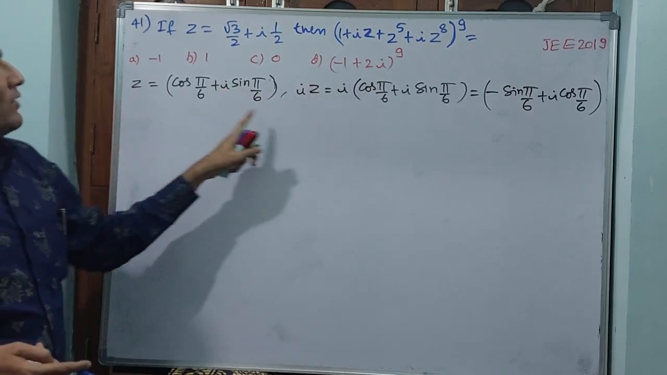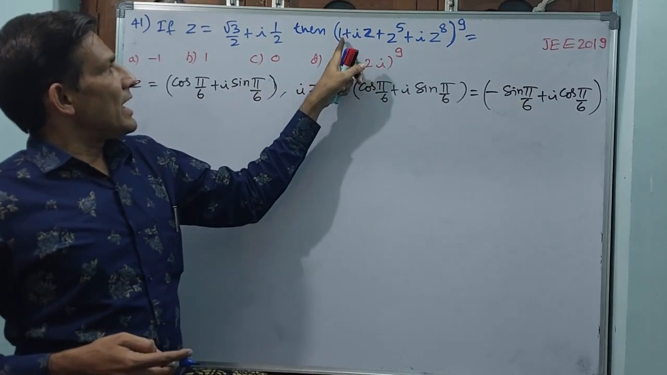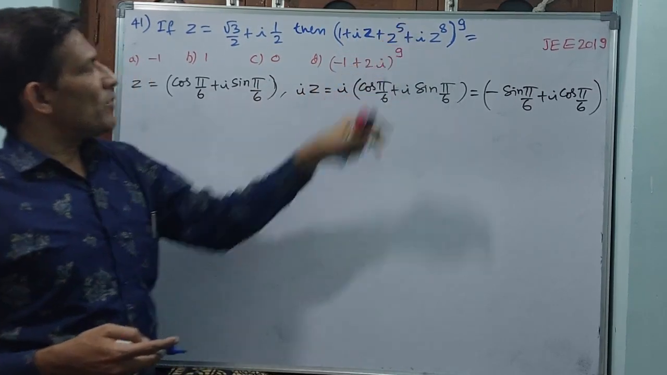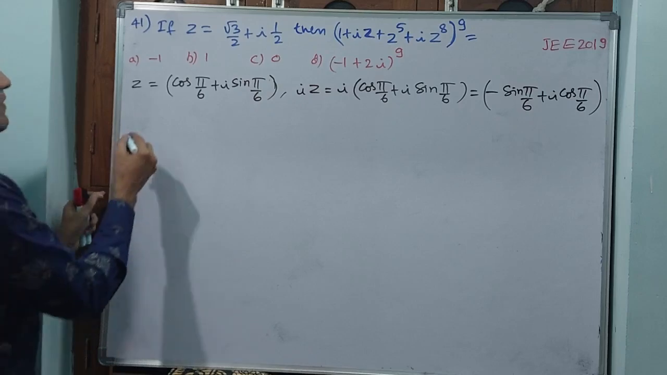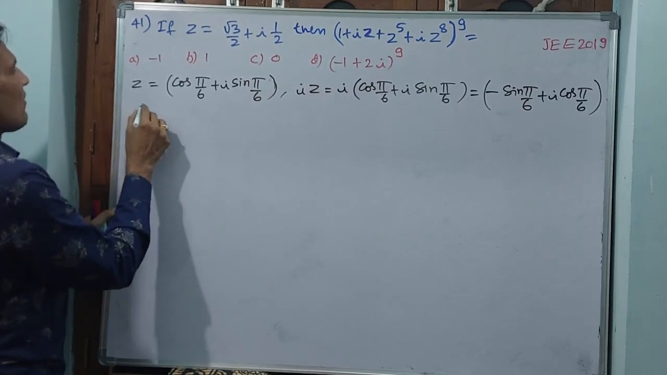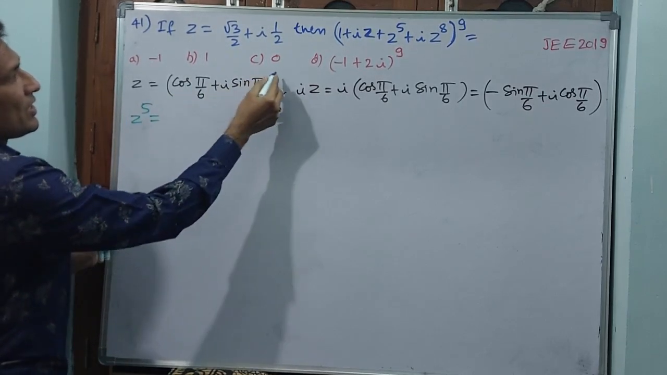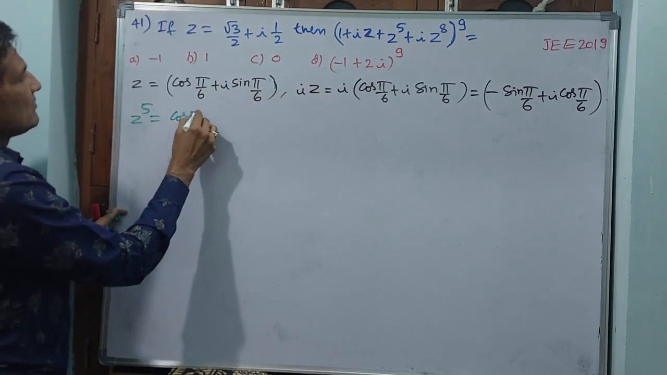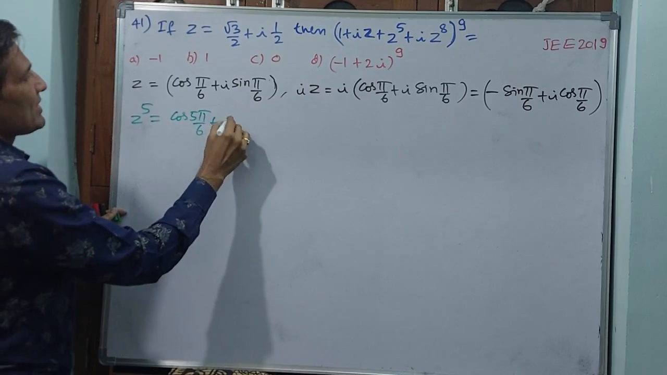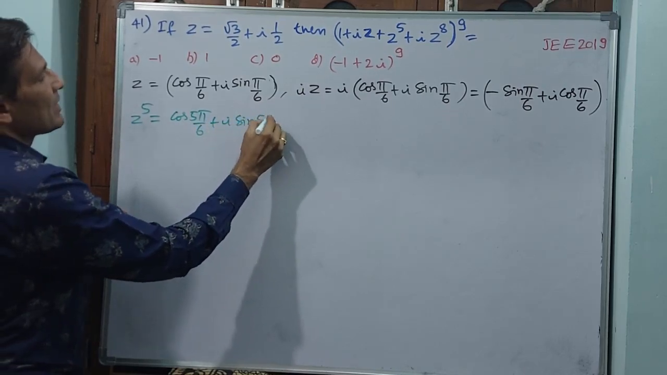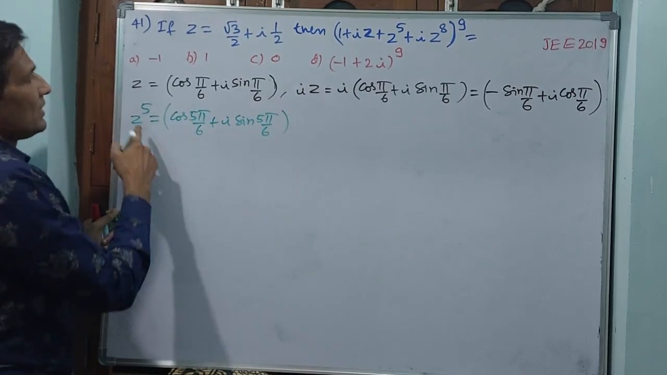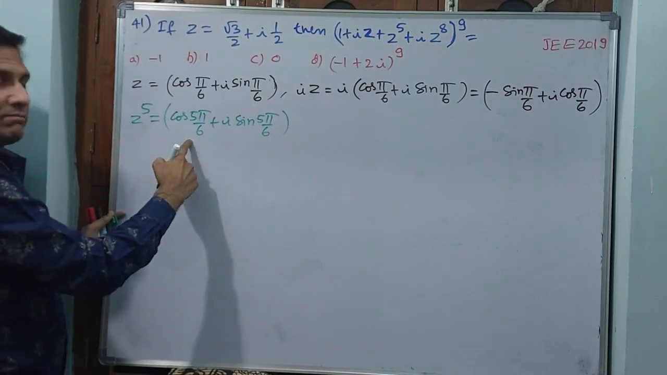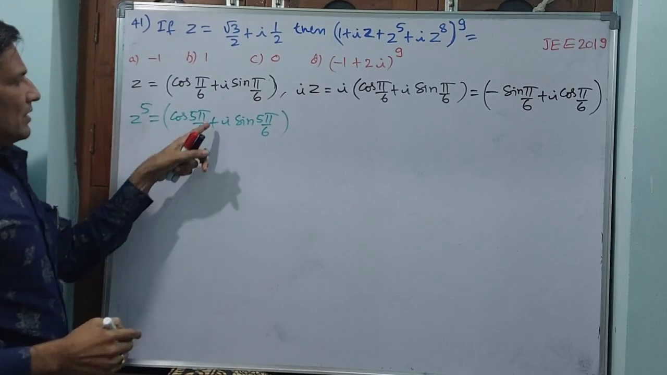See, z you have, iz also you are having. Iz and 1 you require. 1 we can write, but z to the power of 5, yes, z is required. You see what I am writing? z to the power of 5. That means, shall I write directly? Shall I jump? Cos 5 pi by 6 plus i sin 5 pi by 6. Why? Because I have jumped directly one step. Z to the power of 5, 5 you have to multiply. 5 pi by 6, that is 150 degree.